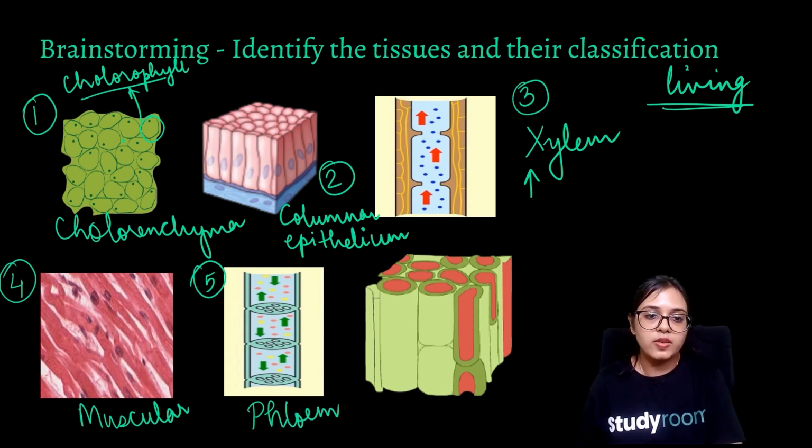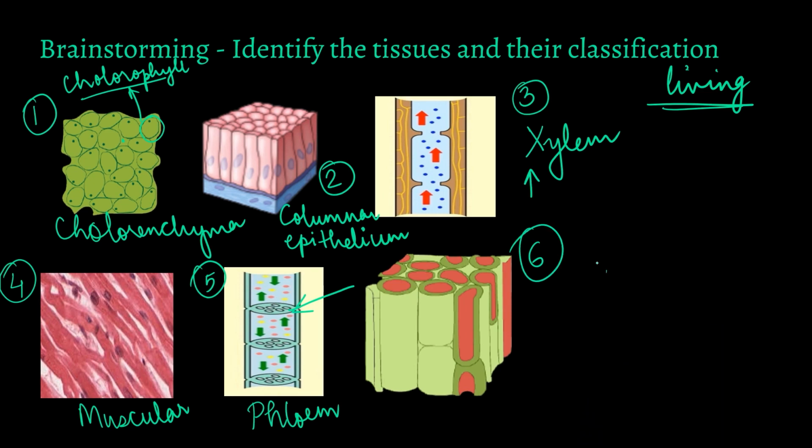Why? Because the transportation of food is happening in both directions over here. Also, there is perforation. All right, sieve tubes. If you remember, there is perforation over here. In the sixth one, green again.